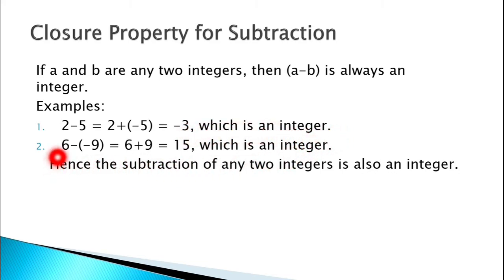Another example is 6 and minus 9. So you can see that 6 and minus 9 both are integers. If we take the difference, that is 6 minus minus 9, then it can be written as 6 plus 9, which comes out to be 15, and 15 is also an integer. Hence we can say that the subtraction of any two integers is also an integer. This is the closure property for subtraction.